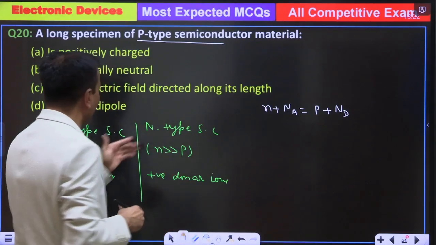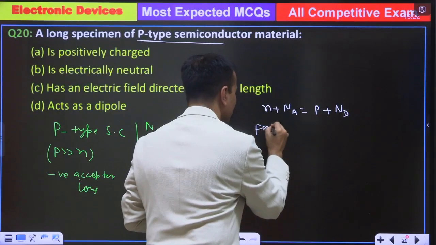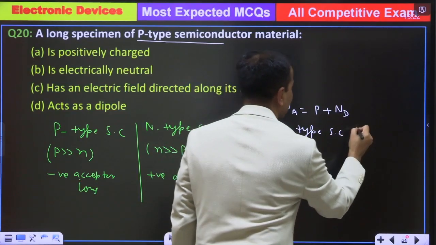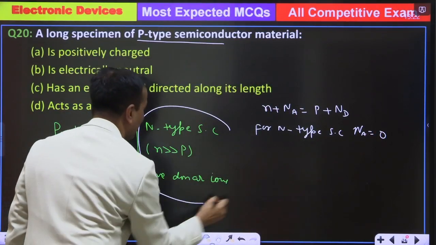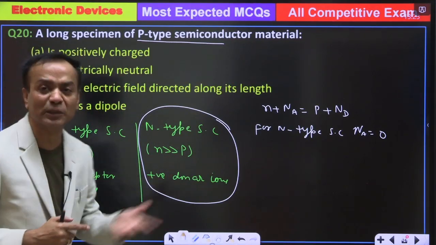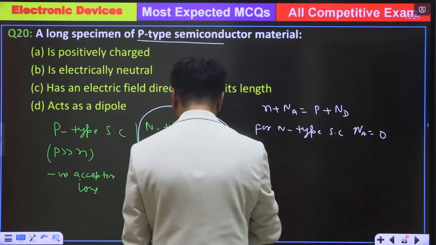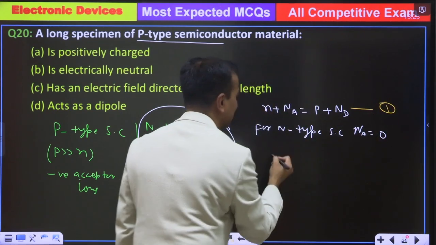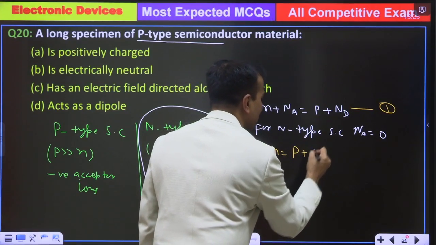So let's say for N type of semiconductor, what will happen? For N type semiconductor, Na is equal to 0. There are no acceptor atoms added into this. What atoms are added? Pentavalent impurities, which form positive donor ions. So based on that, for the N type semiconductor, this Na will become 0. It means this equation can be rewritten as small n is equal to p plus Nd.